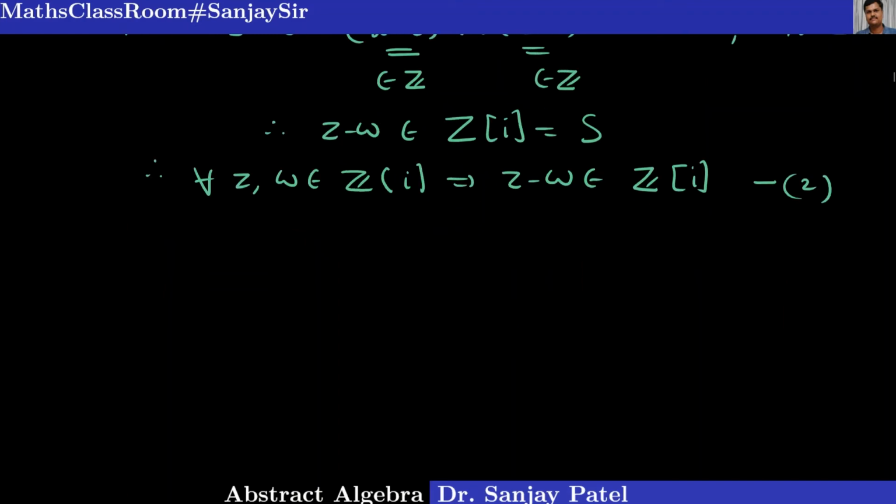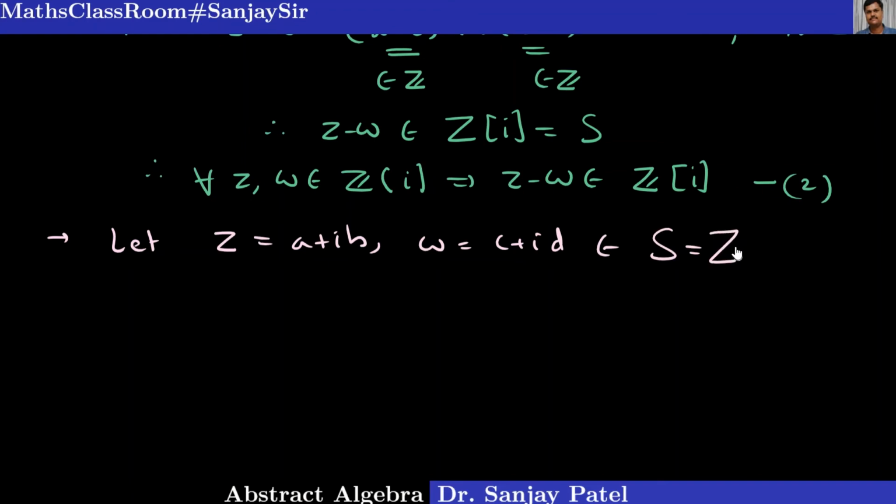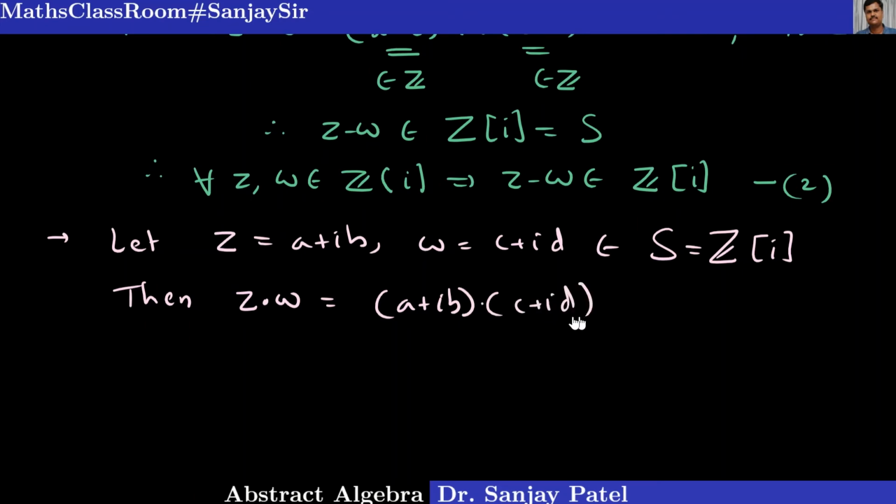What remains is to show only the closure property for multiplication. So again we start with two elements, say Z equal to a plus ib and W equal to c plus id, belonging to the set S, which is Z[i]. Then if you find Z times W, Z times W means a plus ib times c plus id. This is equal to ac minus bd, you know the multiplication of complex numbers, plus i times ad plus bc. All a, b, c, d here are integers because of the definition of this set Z[i].